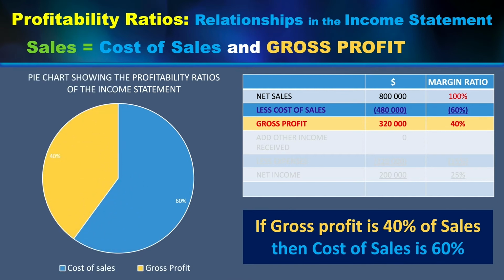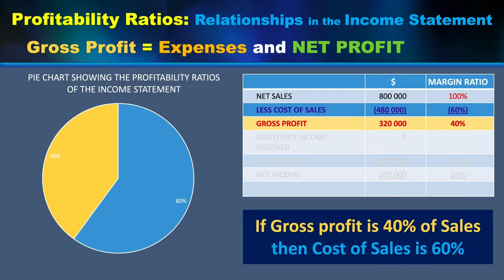Your sales is the full circle, which is the 100%, and you would see that your sales is now broken down into your cost of sales and your gross profit. Whereas your cost of sales was 60% of your net sales, and your gross profit that remained after you deducted that cost is 40%. Now what we are going to look at is another relationship. Gross profit is equal to expenses and net profit.